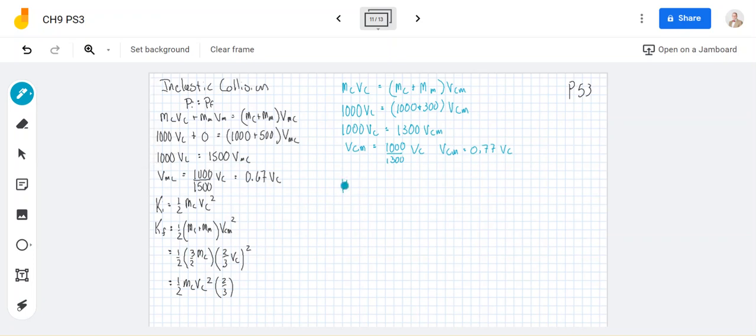Same energy situation applies: the initial kinetic energy is 1/2 mass of the car, speed of the car squared. The final kinetic energy is 1/2, all right, if I substitute in here. So the total mass is 1.3 times the original mass of the car. And the speed here is 0.77.